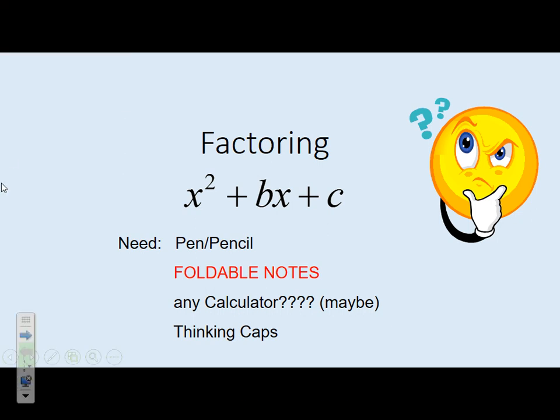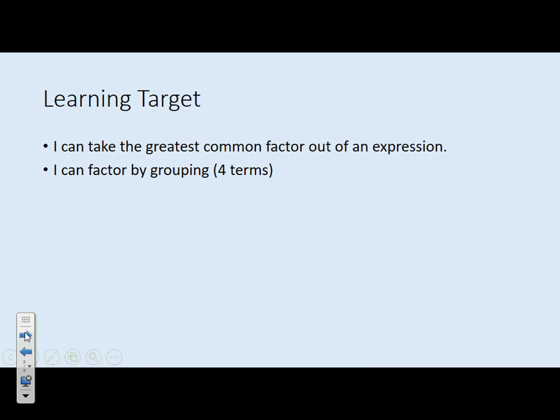Welcome, ladies and gentlemen. Today we're going to start talking about different types of factoring. Okay, so you're going to need a pen or pencil, a foldable, a calculator perhaps, and your thinking caps on. All right? So somewhere on your foldable, you can write it on the back if you want, or on the front, it's up to you.